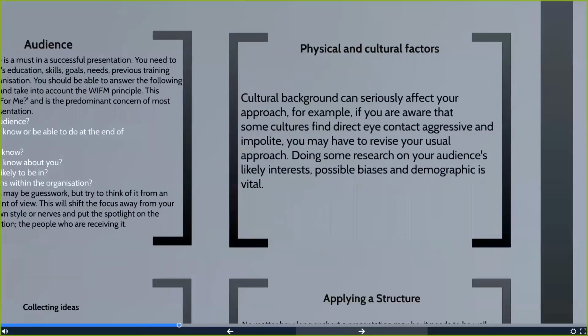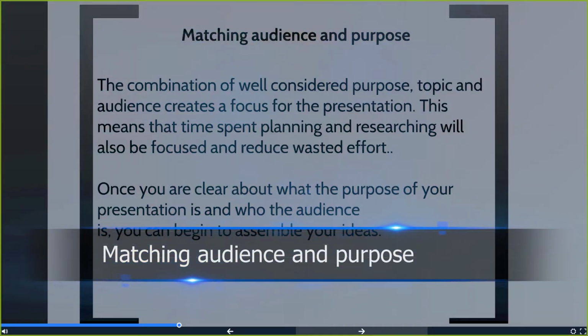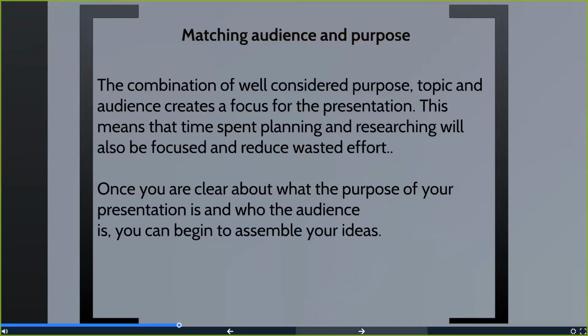Matching audience and purpose. The combination of well-considered purpose, topic, and audience creates a focus for the presentation. This means that the time spent planning and researching will also be focused and reduce wasted effort. Once you're clear about what the purpose of your presentation is and who the audience is, you can begin to assemble your ideas.